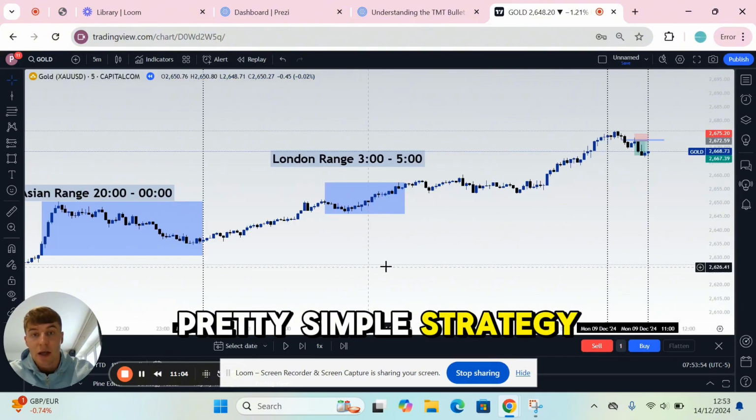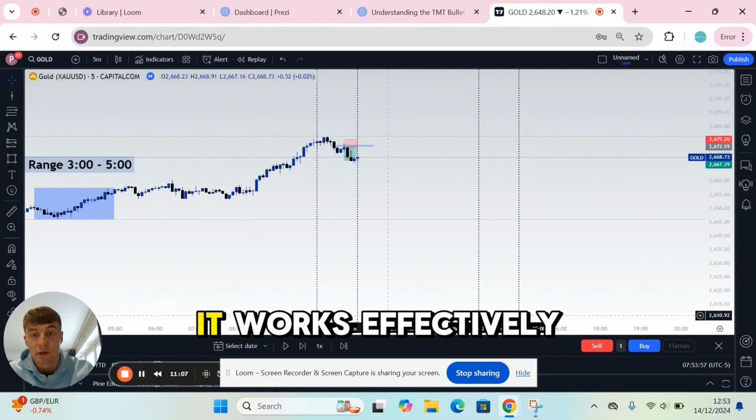Pretty simple strategy, and I can tell you firsthand it works effectively on the chart.